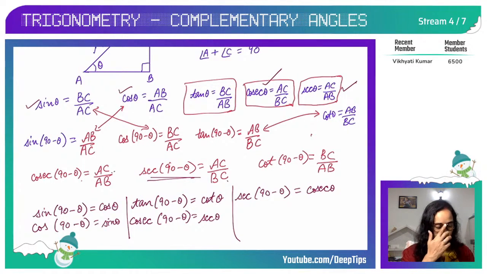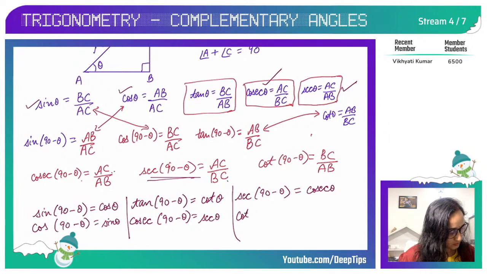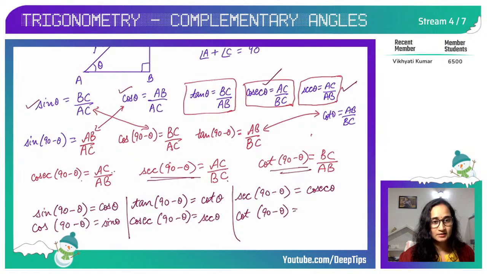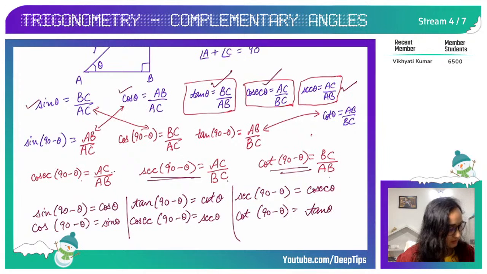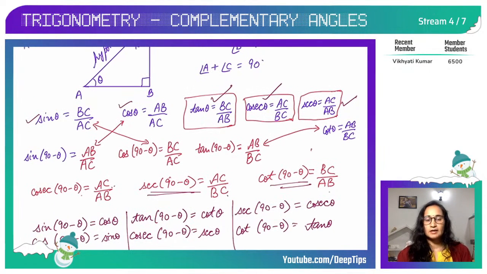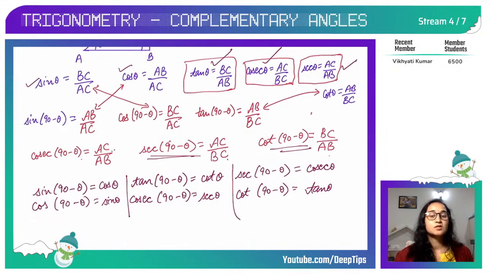And now the last one is cot 90 minus theta. So here is my cot 90 minus theta, and this is BC by AB, and you can see that it is the same as tan theta. So cot 90 minus theta is equal to tan theta. So children, we have just derived the complementary angles relationships, which are very important, and you use these relationships directly in the board exam.